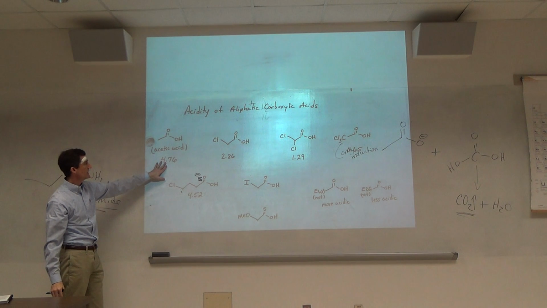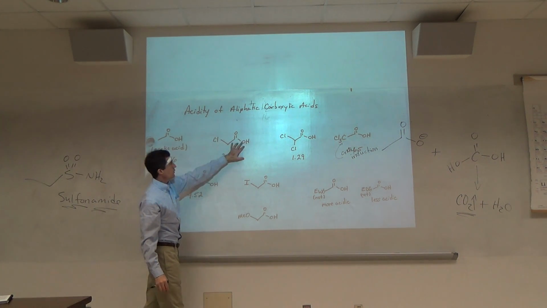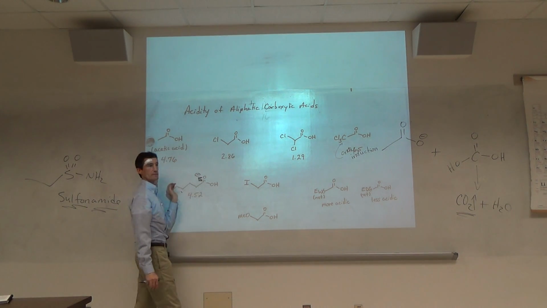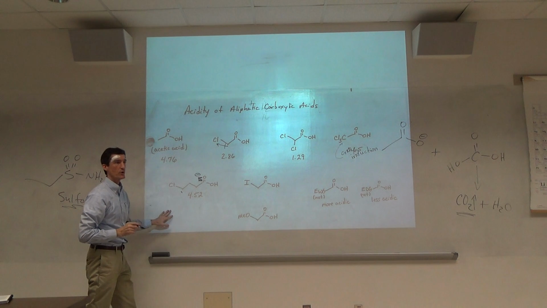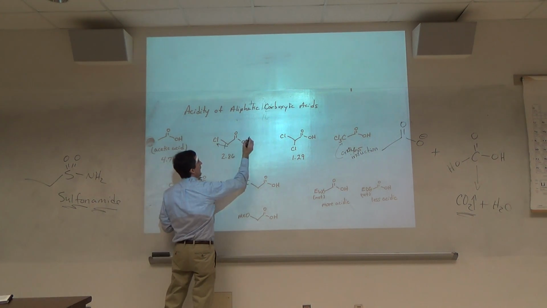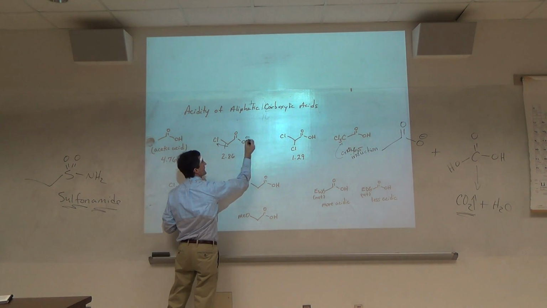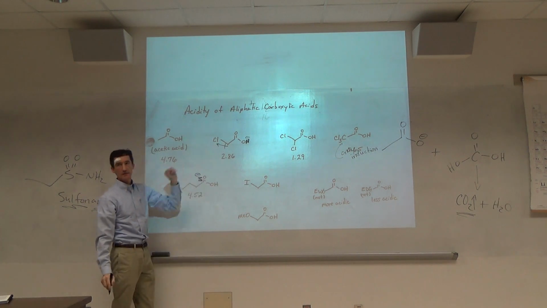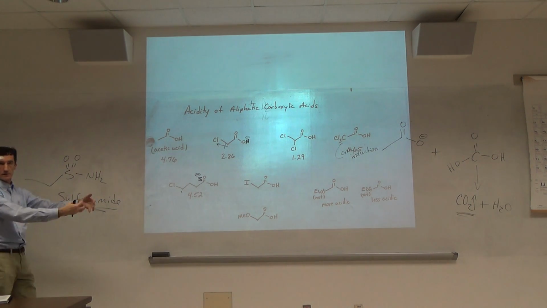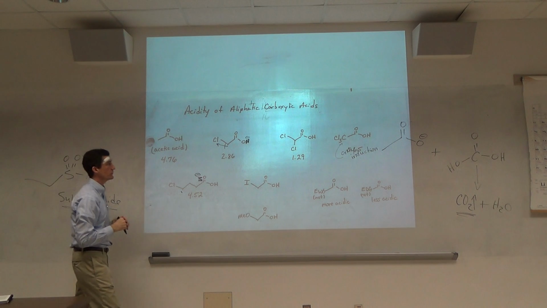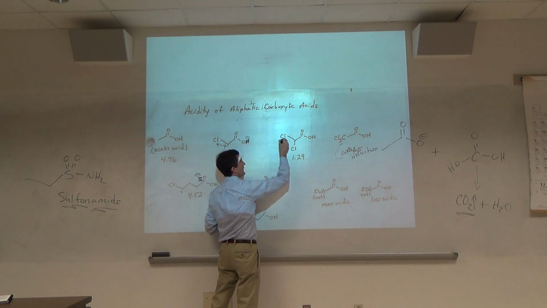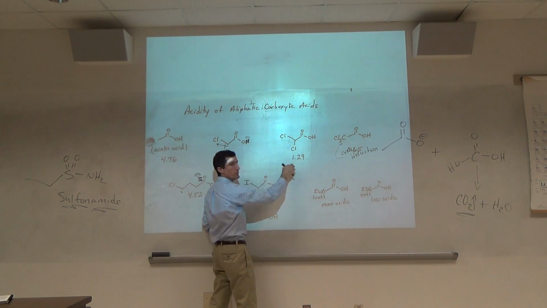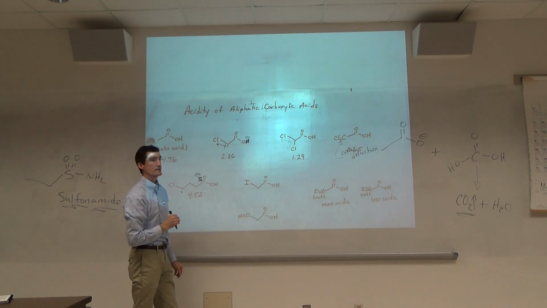Acetic acid, 4.76. Chloroacetic acid is more acidic. Why? Inductive withdrawal. Again, we're looking at trying to stabilize the minus. How does that chlorine stabilize the minus? Inductive pulling. What about 2 chlorines? Even more pulling, even more stabilization of the anion.